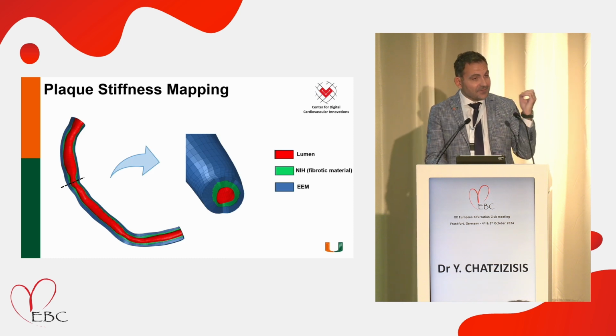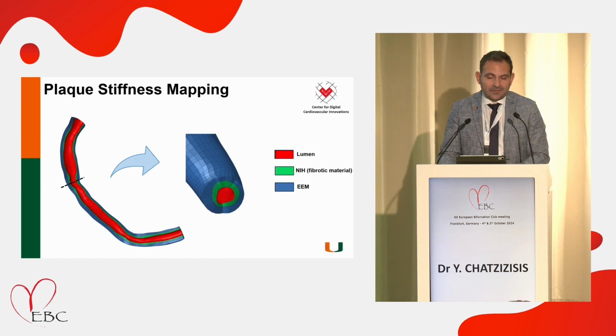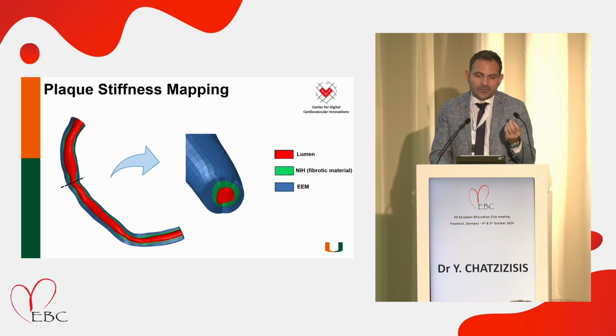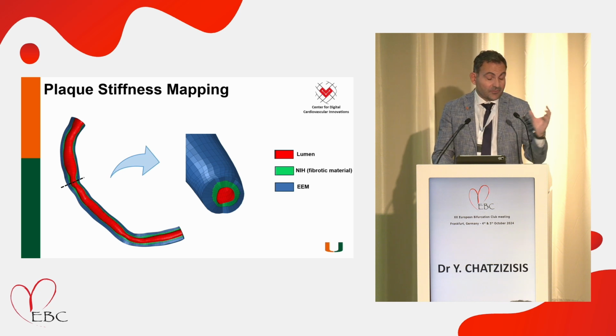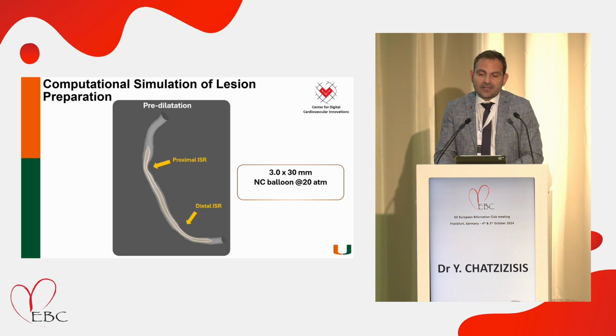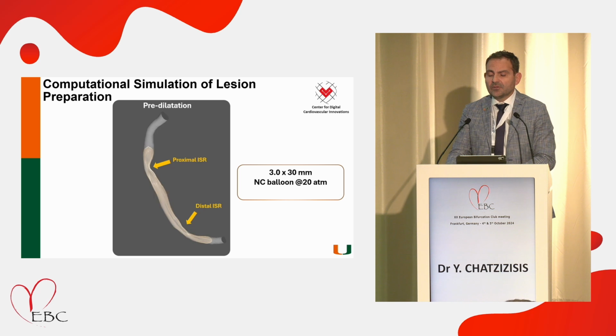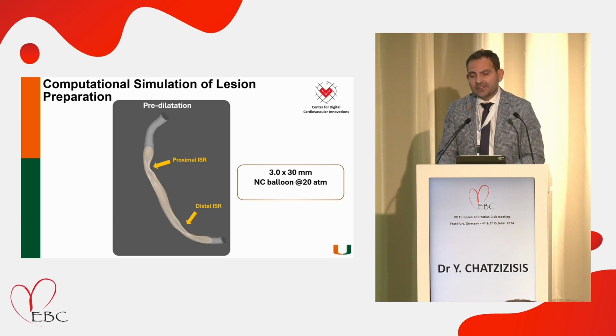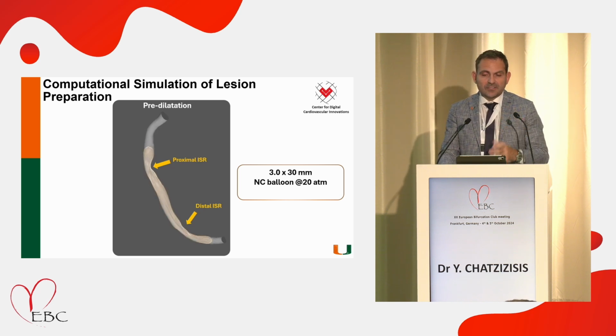That's the stiffness mapping. So you see here, whatever is essentially green is the stiff tissue. So I'm sorry, the NIH tissue, which is quite stiff, fibrotic material. And using this wall, simulating the pre-dilatation computationally with a 3.0/3.0 NC balloon in a patient-specific environment, inflated at high atmospheres. And what you see here is that, unfortunately, this balloon doesn't expand well on those two restenotic sites.